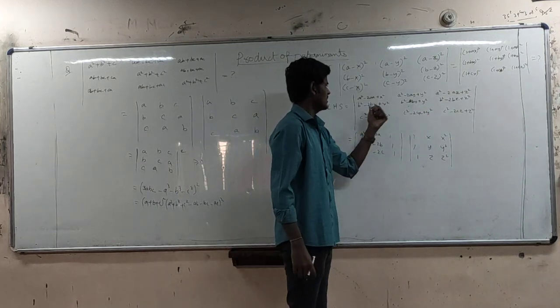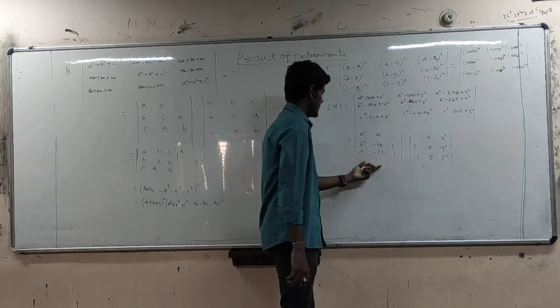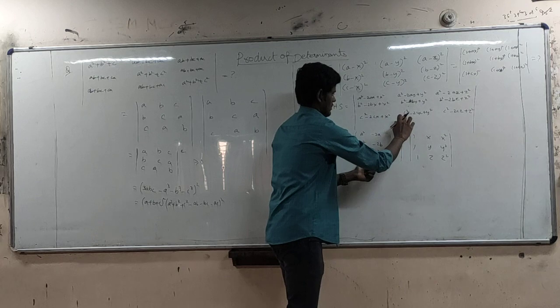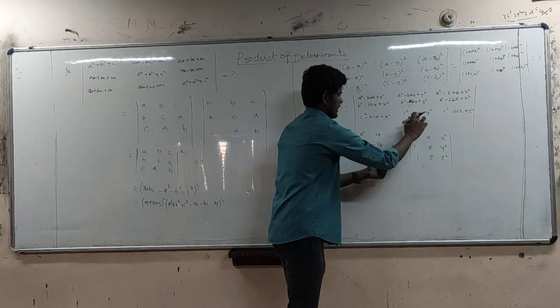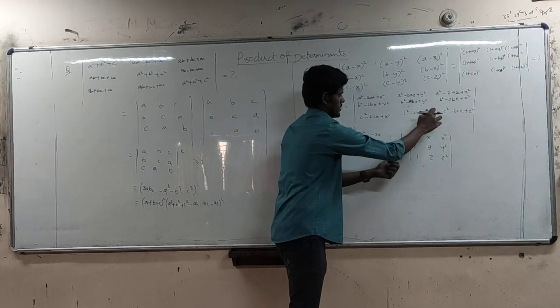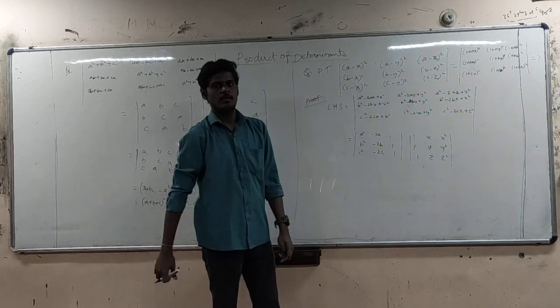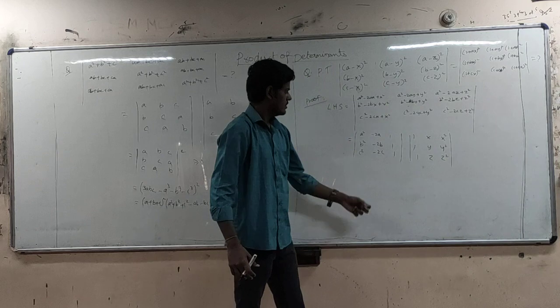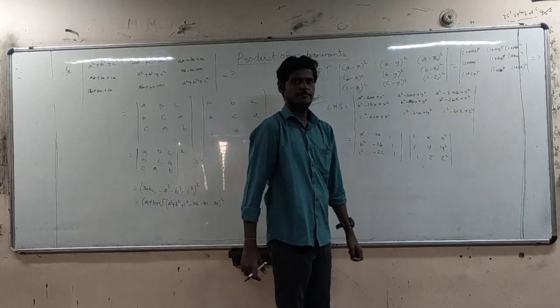What is this? Third row, second column. So here third row and second column: c square minus 2cy plus y square. So we can factorize this into such determinants.